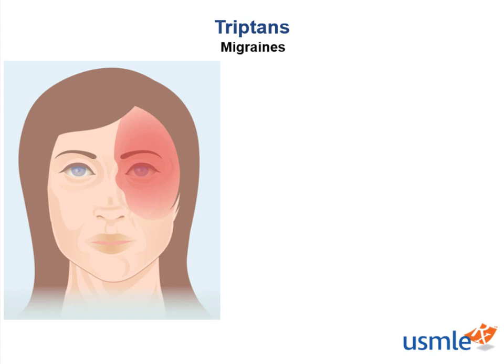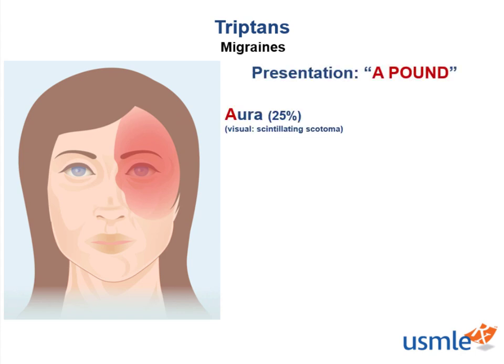As background, migraines have a classic presentation on the boards and the wards captured by the A-pound mnemonic. A stands for aura. Auras are commonly visual, classically with flashing bright and dark spots in the visual field. This is called a scintillating scotoma.